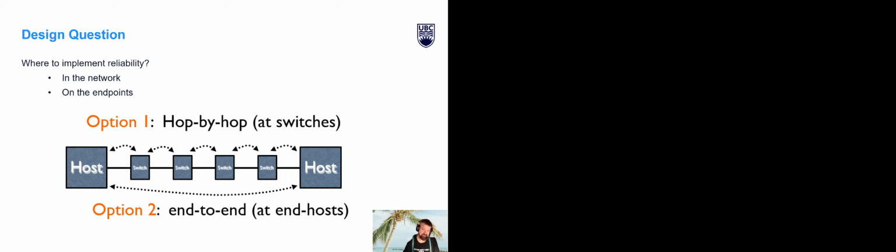Well, that sounds like a simple question, doesn't it? Yeah, it sounds simple, but it turns out it's actually a little more complicated. So in a hop by hop option, how do you guarantee delivery? If the relay switch actually reboots, how are you going to do that?